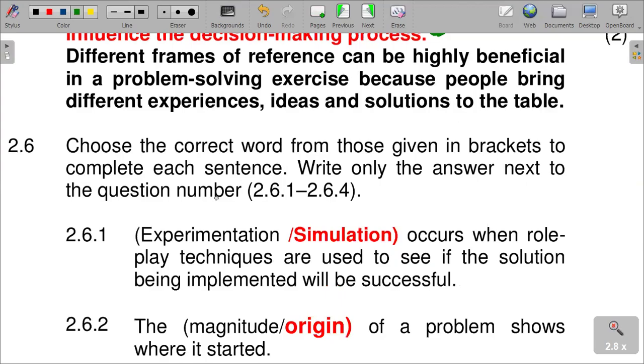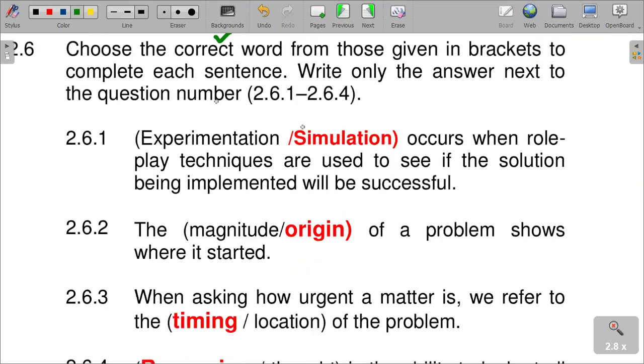Okay, so you choose the correct word from the ones that are given in the brackets, and then we write only the answers here. I have just marked the right answer in red. The right answer is the one that is given in red there.